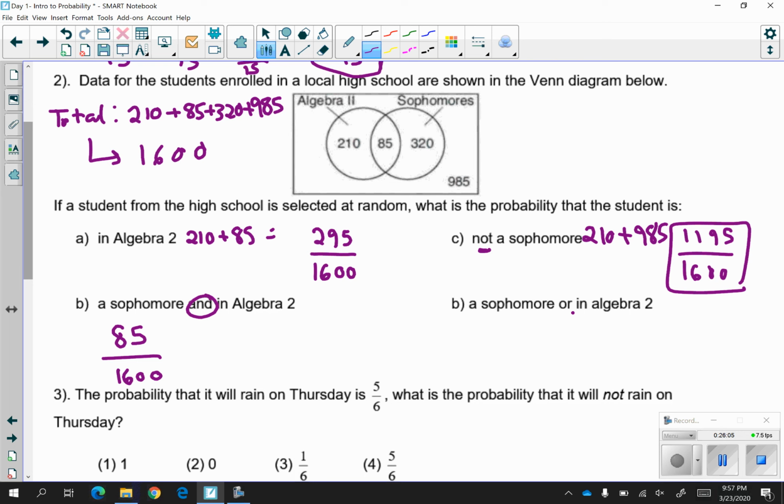And the last one we're talking about, or probability, that's going to be everything inside the circles. So 210 plus 85 plus 320 gives me 615 people out of the 1,600.